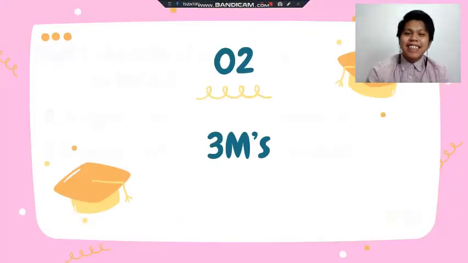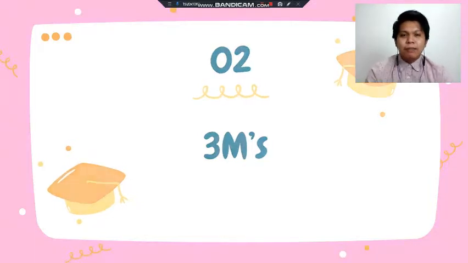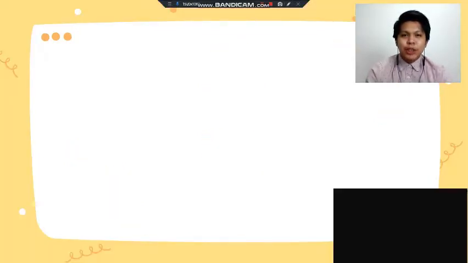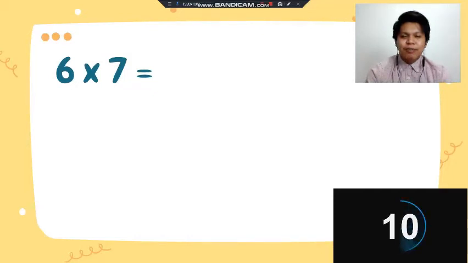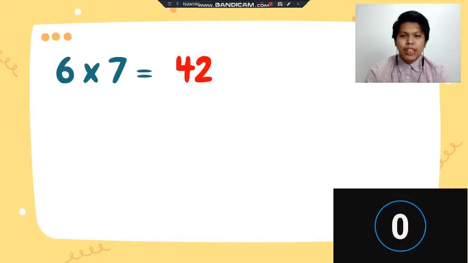Our next activity is 3M's. So you will need to multiply the following equations. Here's the first one. 10 seconds for you to multiply. 6 times 7. 10 seconds starts now. Time's up. Correct answer, 42.